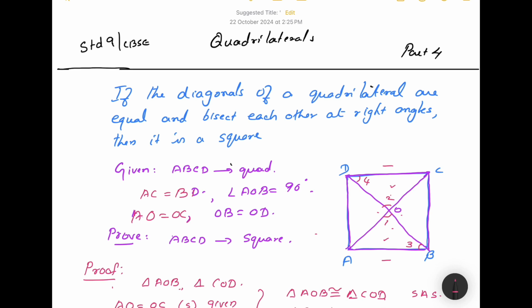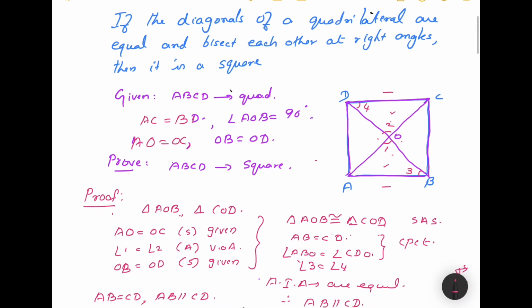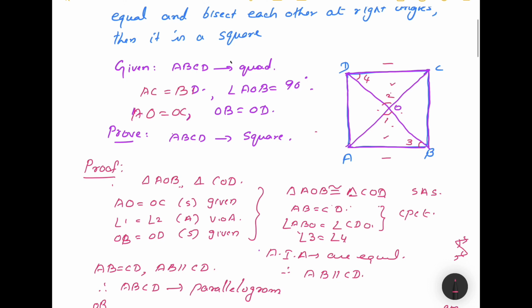To prove the given figure, a quadrilateral, is a square, you have to first prove it is a parallelogram. For that there are two methods. You can use congruence. We have done this earlier also. You take these two opposite triangles, and prove through SAS that the triangles are congruent, and then you will get AB equal to CD.